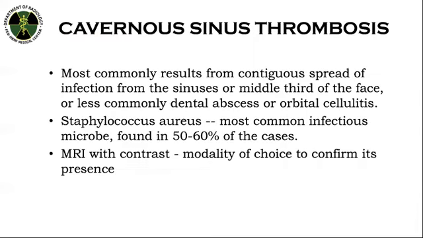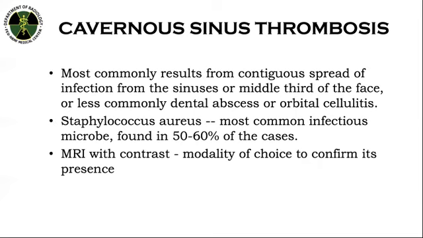Next is the cavernous sinus thrombosis. It most commonly results from contiguous spread of infection from the sinuses or middle third of the face, or less commonly dental abscess or orbital cellulitis. This one is a rare condition, most commonly infectious in nature, and the diagnosis on imaging is not always straightforward. So meaning this is not easily diagnosed in imaging.